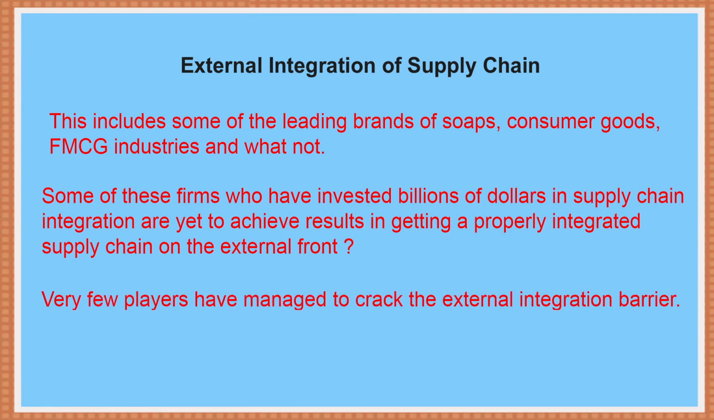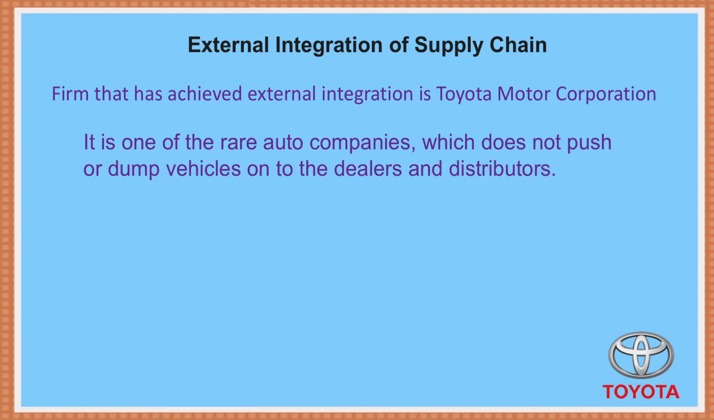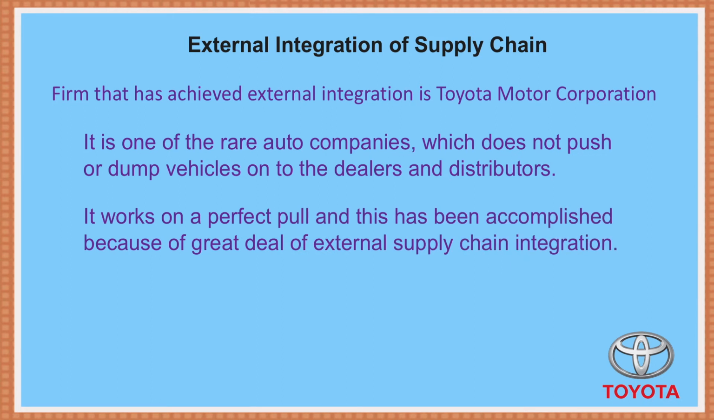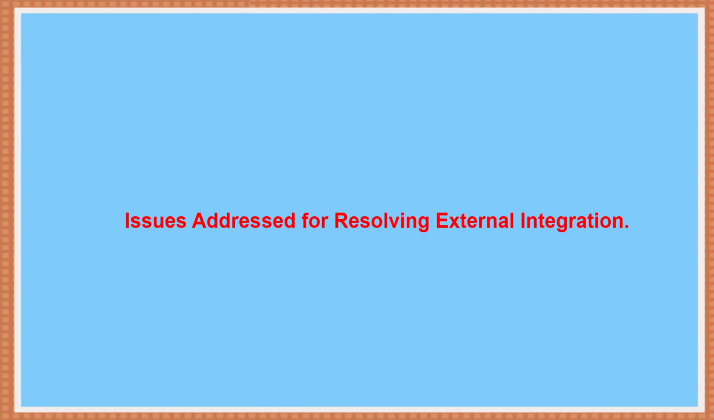Very few players have managed to crack the external integration barrier. One such firm happens to be Toyota Motor Corporation. It's one of the rare auto companies which does not push or dump vehicles onto the dealers and distributors. It works on a perfect pull, and this has been accomplished because of a great deal of external supply chain integration. None of the other auto companies in India have been able to achieve such a high degree of external supply chain integration. We have considered some problems in supply chain because of integration issues.